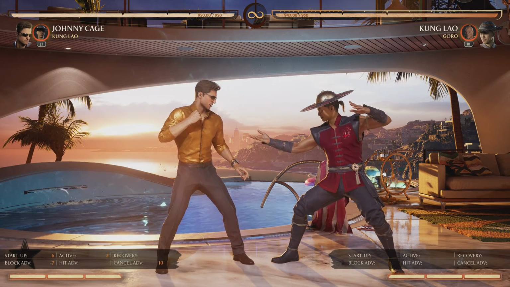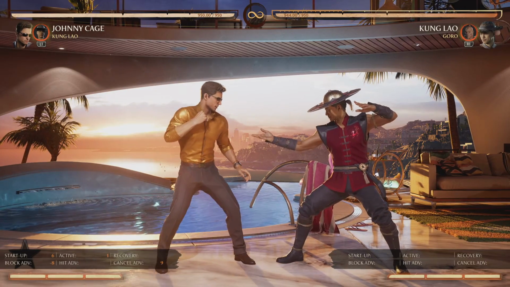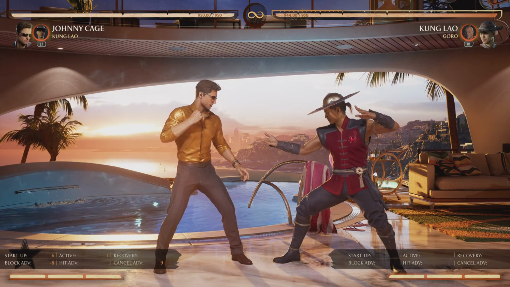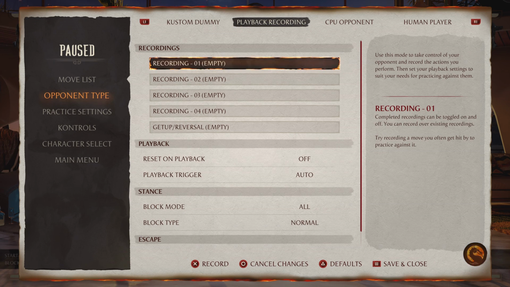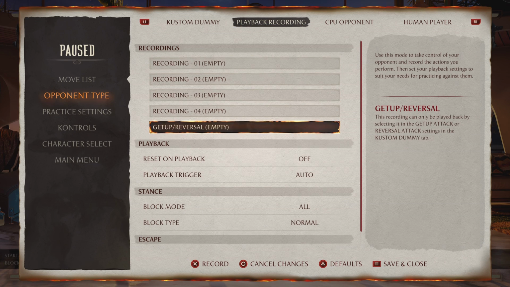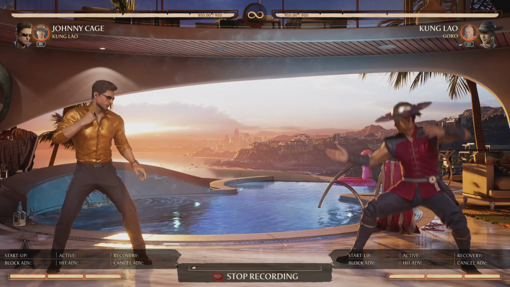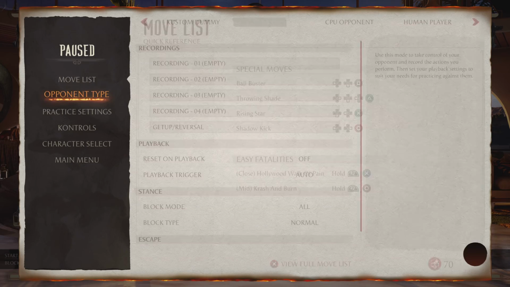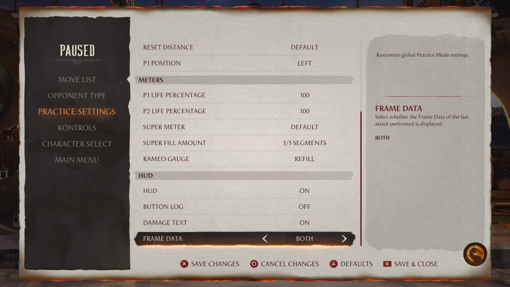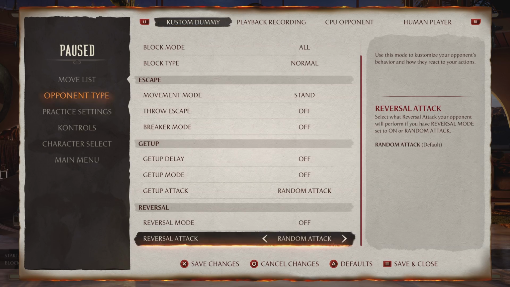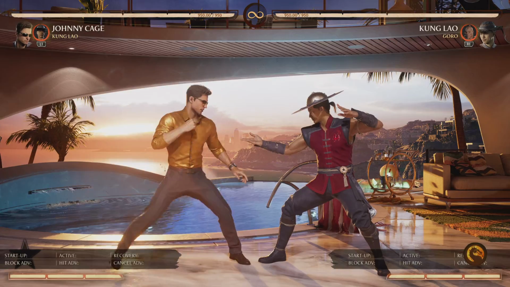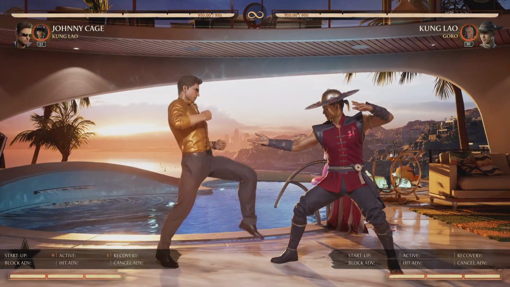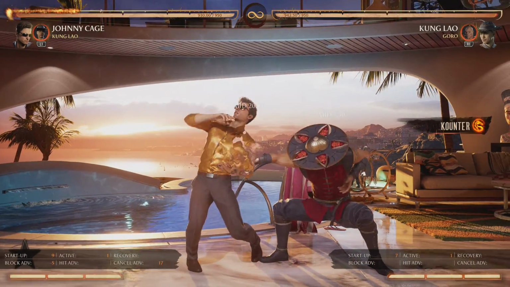a 7-frame down 1. A down 1 is your poke, and this is the main way to get out of pressure. So if we set Kung Lao to do a reversal, you set him to do a get up reversal, and we do down 1, 7 frames, just like everybody else besides Johnny and Quan. With this reversal mode on, I'm going to show you, if I tried to do something that's minus 5 on block and tried to press again, the down 1 is going to interrupt, right?